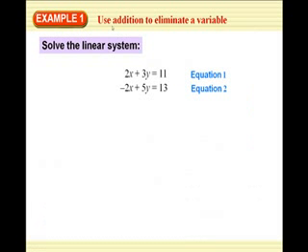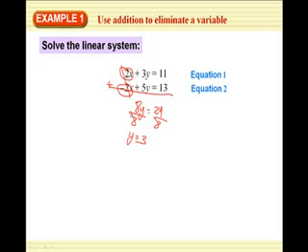So you take the two equations and you stack them on top of each other, lining up the x's and the y's, and you look and you see if one of them can be eliminated, meaning one is a positive and one is a negative, and these two are. So those can be eliminated, and then you just add. This is just combining them together. So 3y plus 5y is 8y, and that equals 24. Divide by 8, y equals 3.